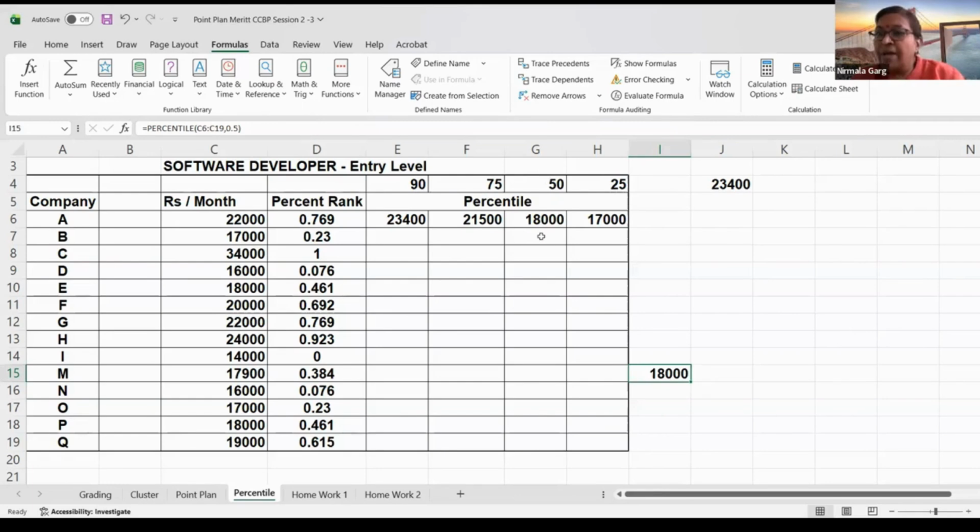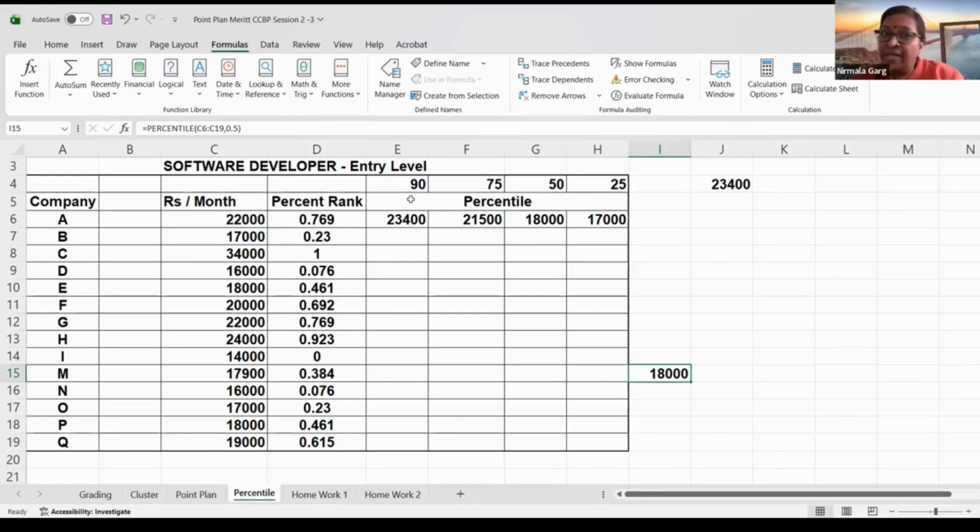Got it? Now, if you think for some positions you want to pay more, then you will look at P75 or P60 or P80. But if you want to pay even more, you can look at the 90th percentile. So that's how you divide it.